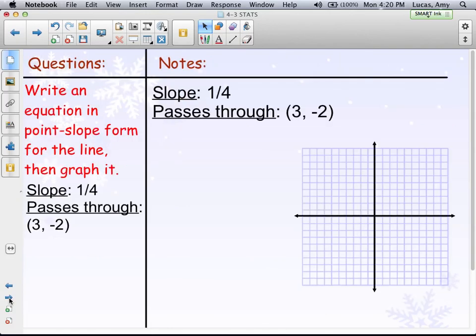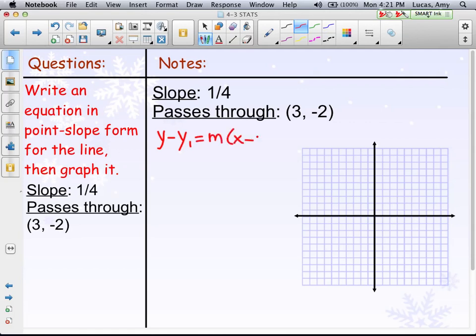All right, our first example. Write an equation in point-slope form for the line, then graph it. The slope is 1/4 and it passes through the point (3, -2). Here's my point-slope form that we're working with. The slope is m, and the point on the line is x1 and y1.